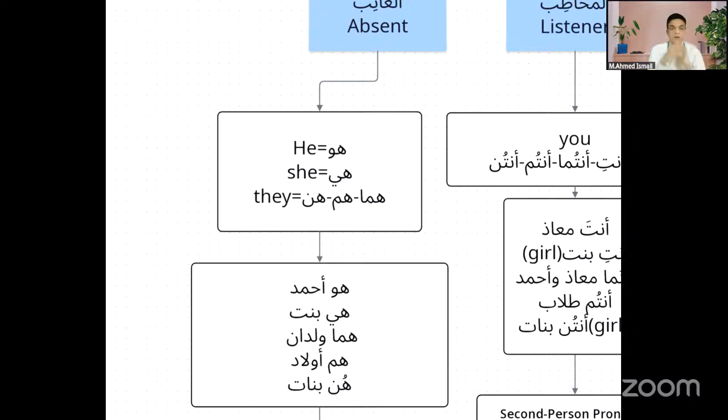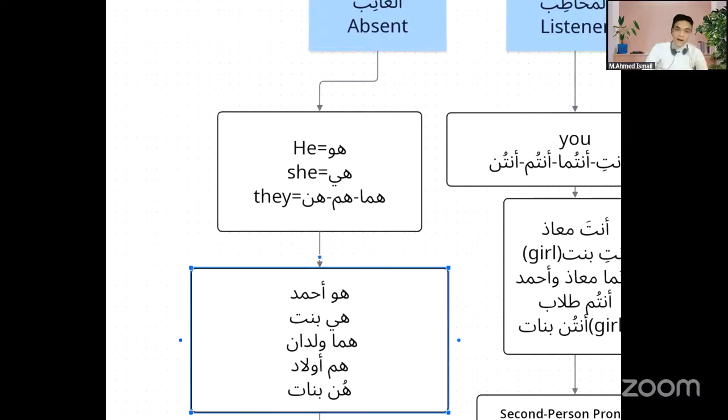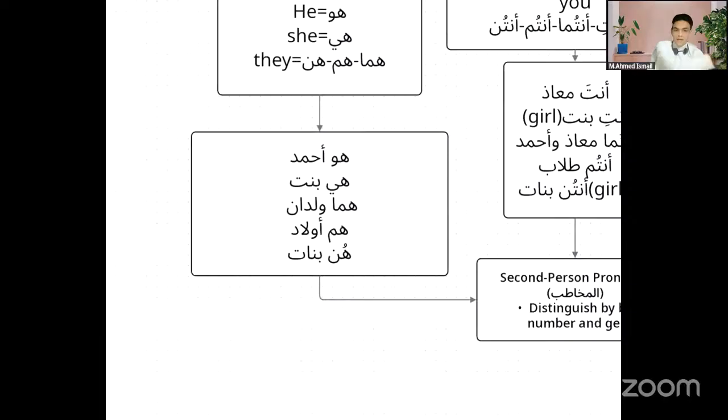Then we have "they." That actually means three pronouns that mean "they": huma, hum, and hunna. And it's so similar to antuma, antum, antunna, because huma is for two persons. Like you have here huwa Ahmed, he is Ahmed, and hiya bint, she is a girl. And huma waladan. The word walad alone means one boy, and waladan, two boys.